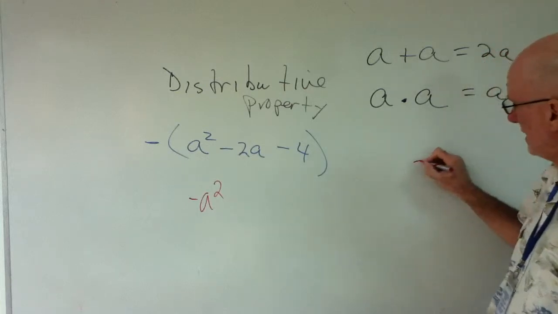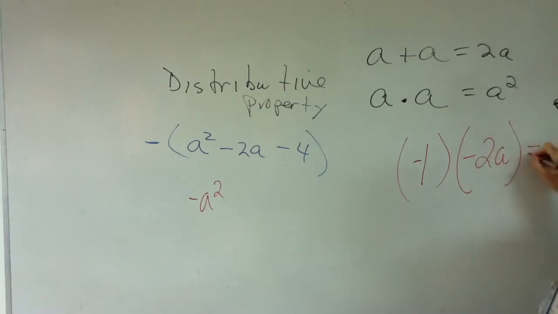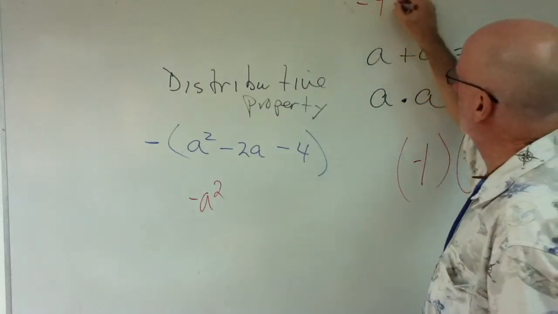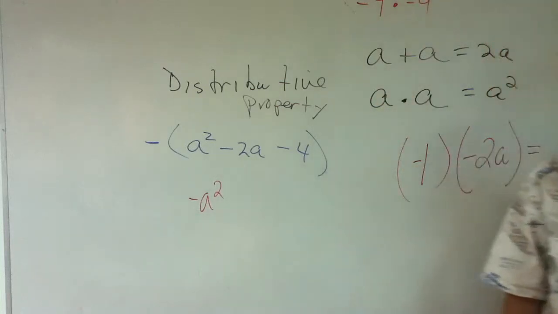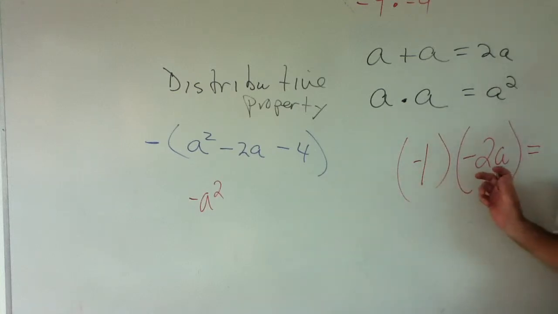How about this? If I say negative 1 times negative 2a, what does that equal? All right, let's do another one. What's negative 4 times negative 4? What's 4 times 4? 16. What's negative 4 times negative 4? Positive 16, right? Negative times negative. Good. Excellent. So what's negative 1 times negative 2a?